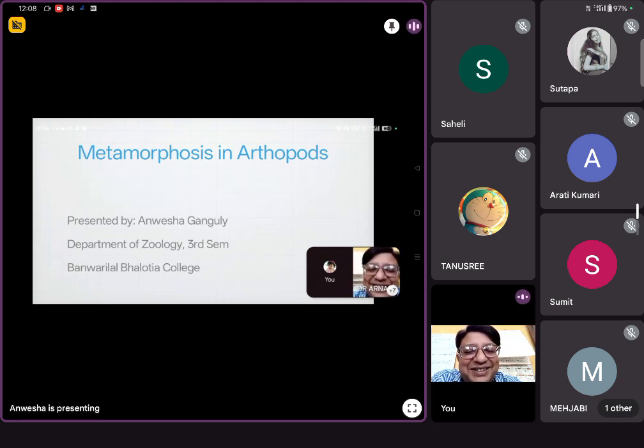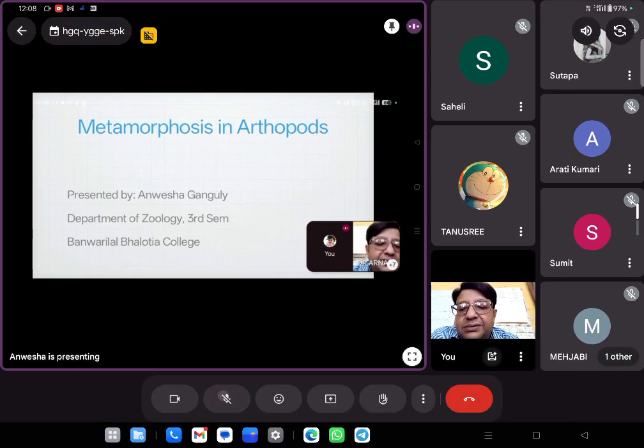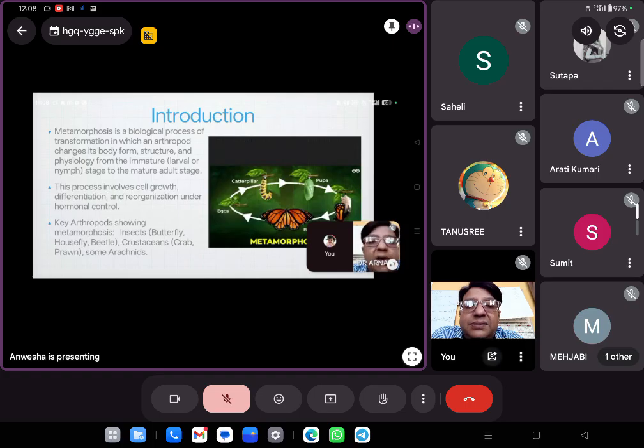Good afternoon everyone. I am Annesha Ganguly from the Department of Zoology, third semester, Banwarilal Valutia College. Today I am going to talk about metamorphosis in arthropods. Firstly, we need to know what is metamorphosis.